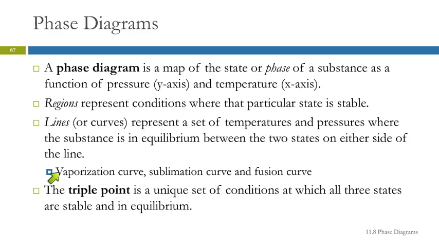So the vaporization curve is the transition between a liquid and a gas. A sublimation curve is between a solid and a gas, and the fusion curve is between a solid and a liquid. Those three curves typically intersect at a point, and three things intersecting at a point, we call that the triple point. That is a unique set of conditions where you can have all three states present at the same time.